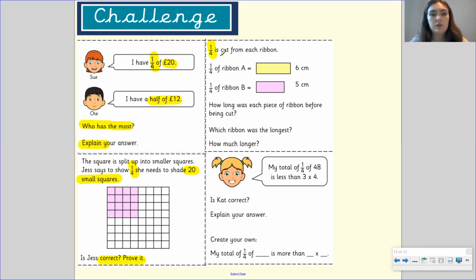The next question says 1/4 is cut from each ribbon. 1/4 of ribbon A is 6 centimeters. 1/4 of ribbon B is 5 centimeters. How long was each piece of ribbon before being cut? Which ribbon was the longest and by how much longer? And the last one, Cat. My total of 1/4 of 48 is less than 3 times 4. Is Cat correct? Explain your answer. Remember, you need to use the word because here to explain whether or not she is correct. And then you can create your own. So my total of 1/4 of something is more than something times something.